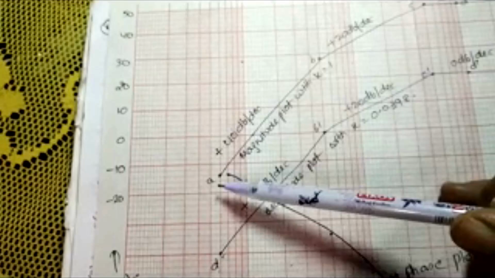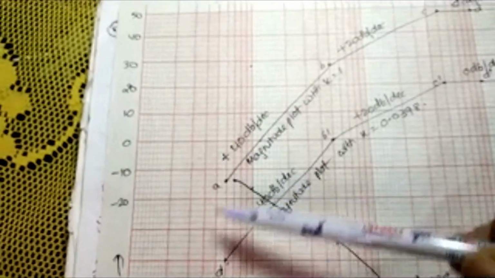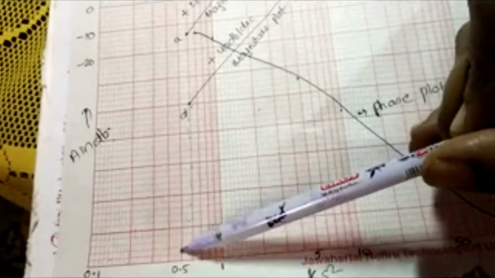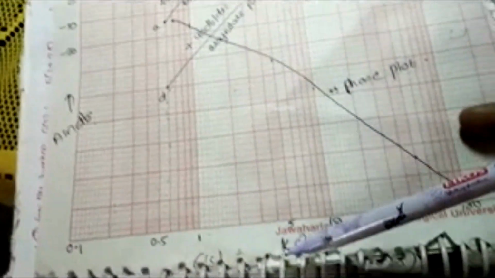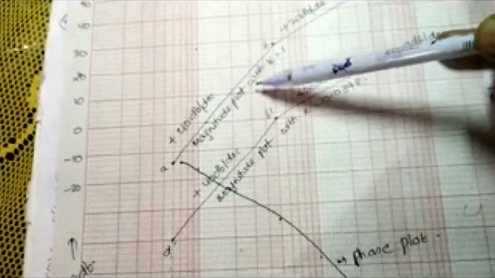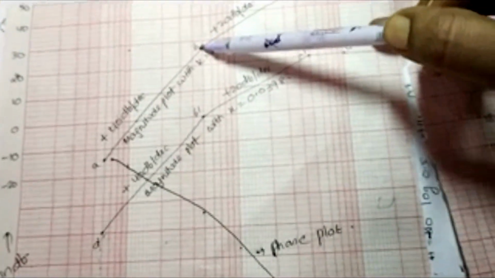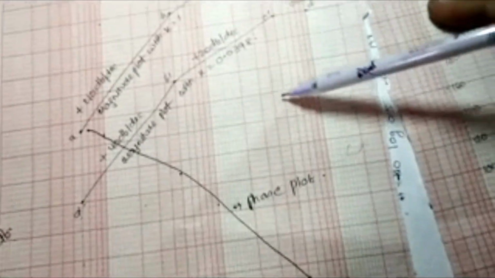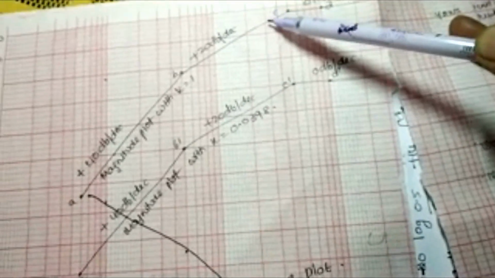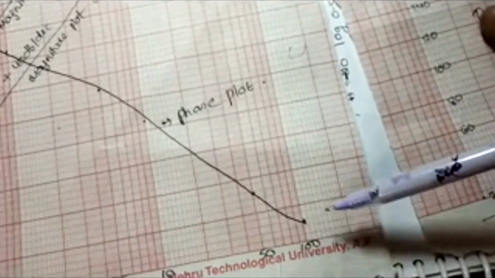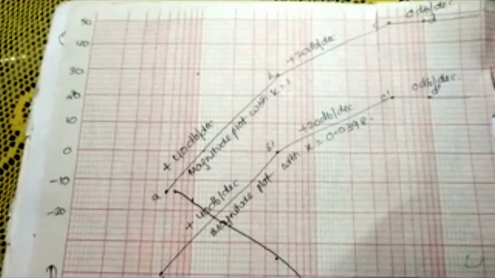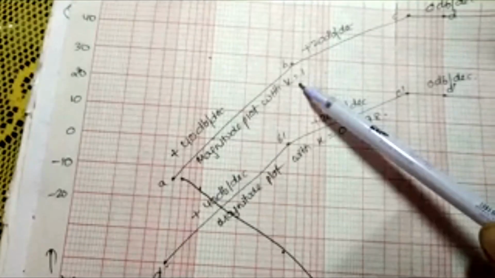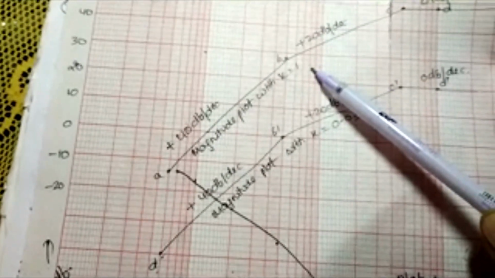First of all, we'll draw the magnitude plot. When 0.5 is the frequency, what value have we got? The value is minus 12. Next, corresponding to 5, the value we have got is 28. Corresponding to 50, the value is 48. Corresponding to 100 also, the value is 48. We have marked all the points A, B, C, D, and these are all joined with the scale, which is nothing but the magnitude plot with K equal to 1.